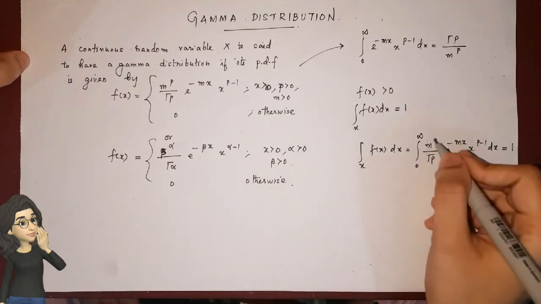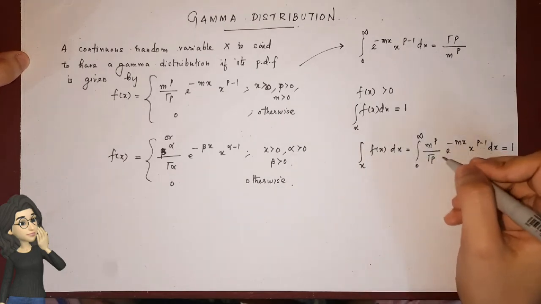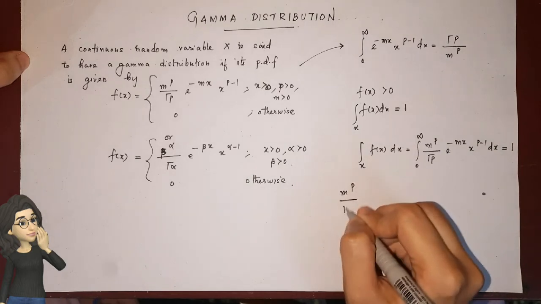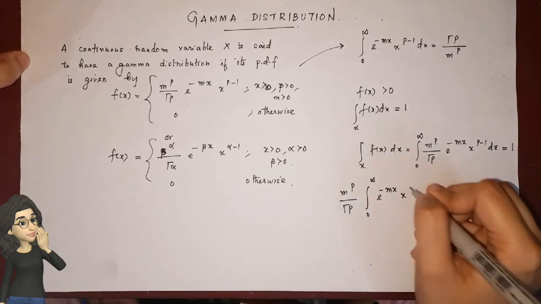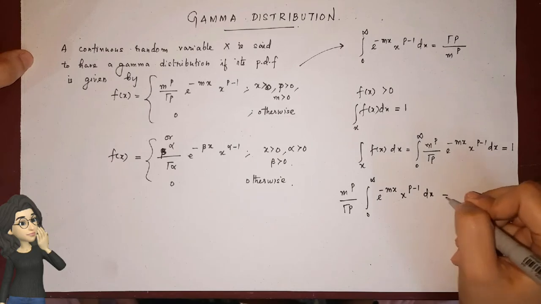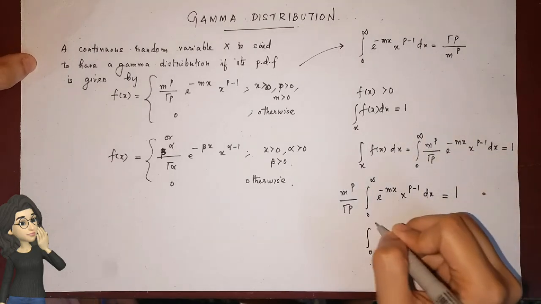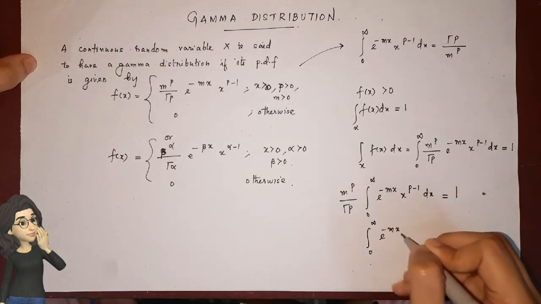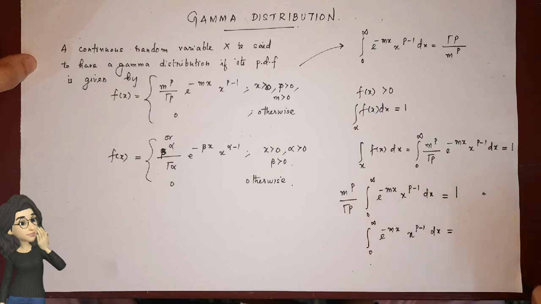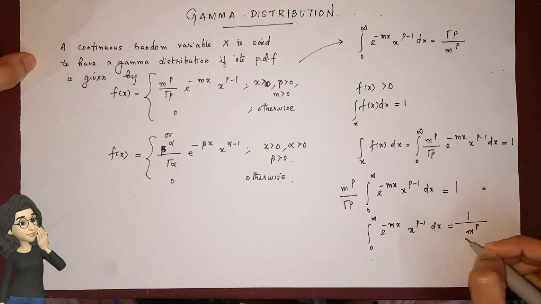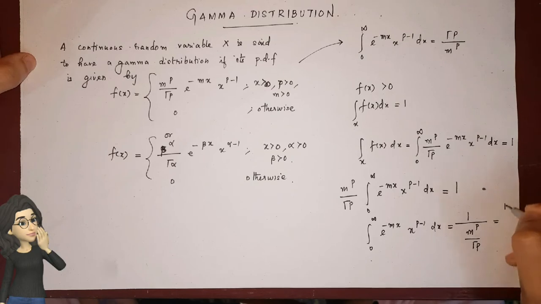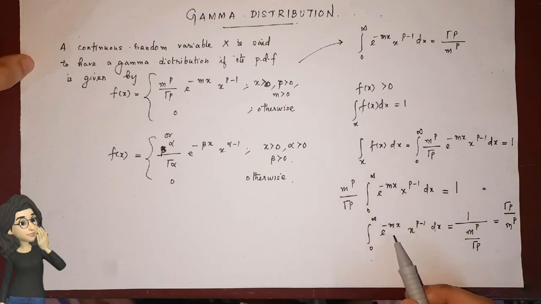Now we are going to take these constants outside since they do not involve the variable x. So m raised to p divided by gamma p can be taken outside, times the integral from 0 to infinity of e raised to minus mx, x raised to p minus 1 dx, which is equal to 1. So from here we get the integral from 0 to infinity of e raised to minus mx, x raised to p minus 1 dx is equal to 1 divided by m raised to p over gamma p, which is equal to gamma p divided by m raised to p. So we have got this integral value: the integral from 0 to infinity of e raised to minus mx, x raised to p minus 1 dx is gamma p divided by m raised to p.